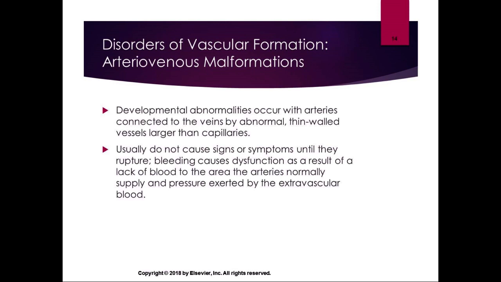Arteriovenous malformations, or AVMs as they're called, can be a developmental abnormality where instead of our normal arteriovenous connection, the arteries are connected to the veins by an abnormal thin-walled vessel that's larger than a capillary. A lot of times you don't have any signs and symptoms until they rupture. And when they do rupture, the bleeding can cause dysfunction as a result of lack of blood to the area that the arteries normally supply, and by pressure exerted by the extravascular blood. So usually the rupture of an AVM results in a hemorrhagic stroke.